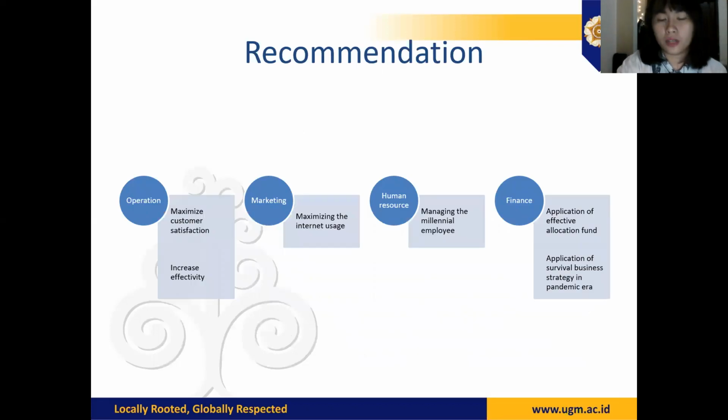And for the recommendation, I decided to distinguish four sections. The first section is for the operation. The operation division has to maximize customer satisfaction with an increase in effectiveness. And for the marketing, they can maximize the internet usage.